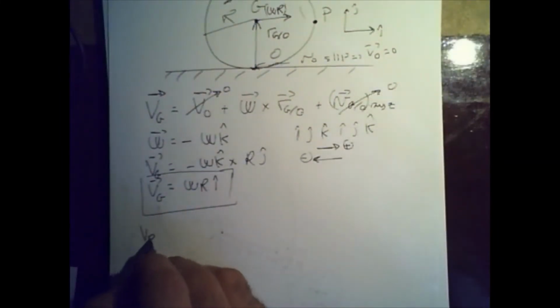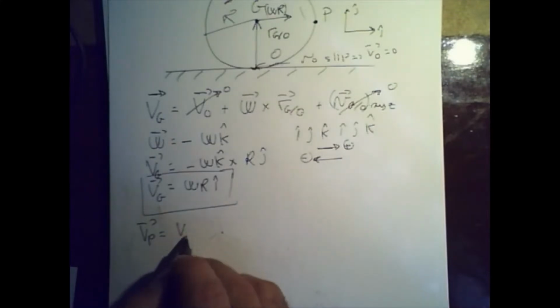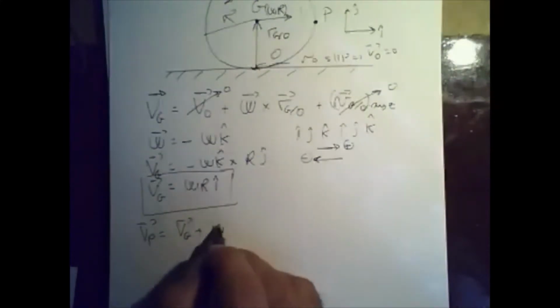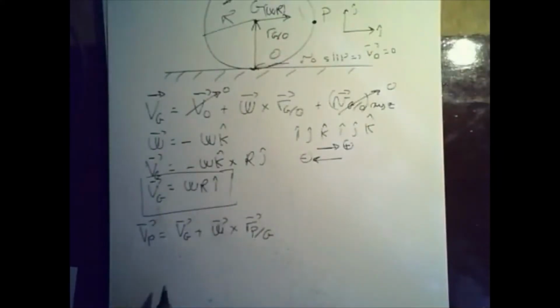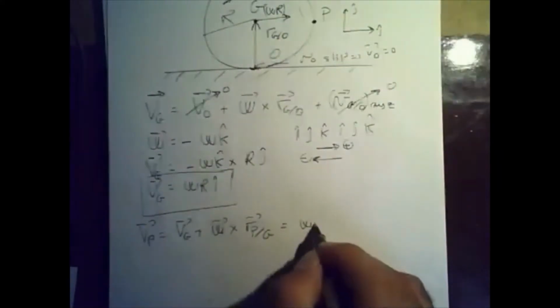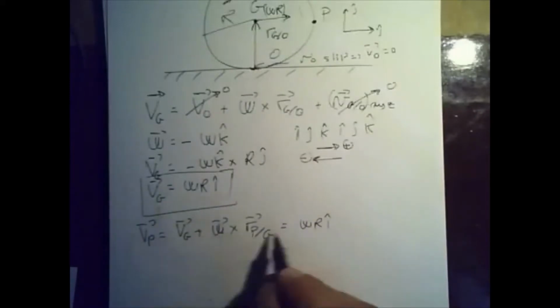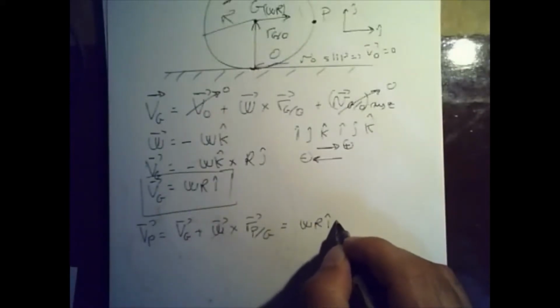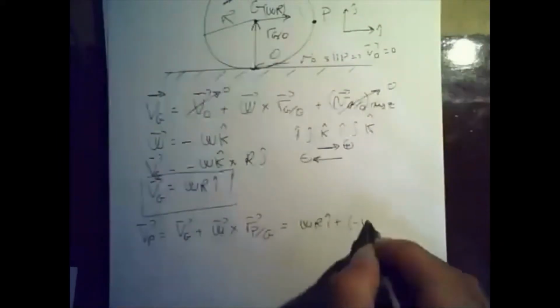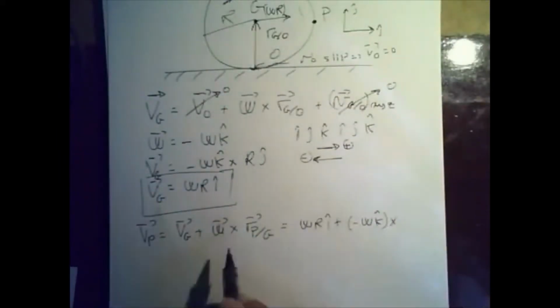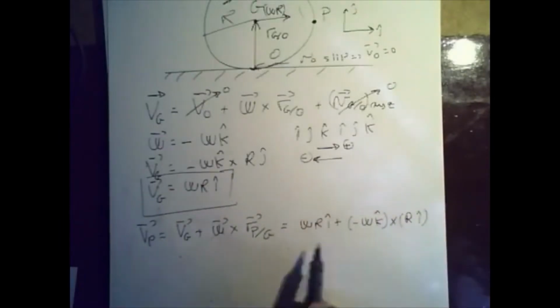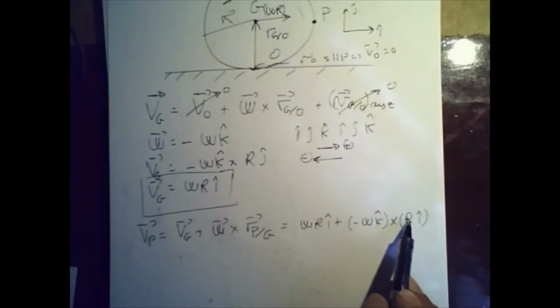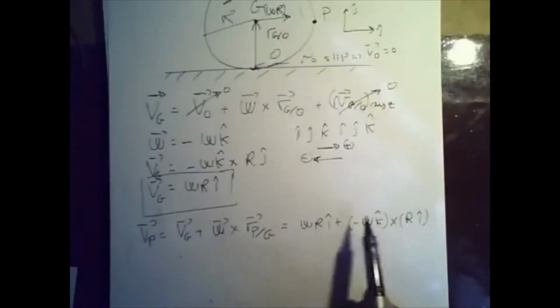So the velocity of point P is going to be equal to what? Vg plus omega cross Rp with respect to G. Vg is what we just calculated, which was equal to omega R times I, plus omega cross Rp with respect to G. So omega was equal to minus omega K, cross what is Rp with respect to G? It's going to be equal to minus R, no, Ri. Ri, not minus Ri, right? Because from left to right, it is pointing in the I direction.